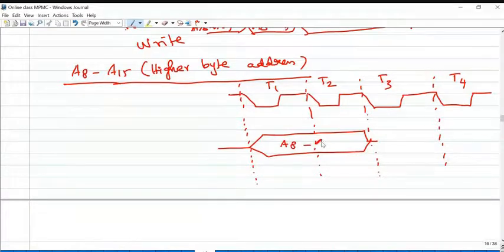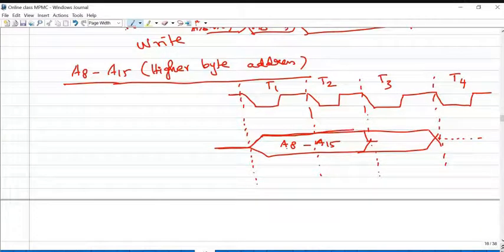A8 to A15. For memory read, we need only 3 clock pulses. This example is for opcode fetch, T1, T2, T3, T4. For memory read, we need only 3 T states. So you can use this entire line to represent A8 to A15.